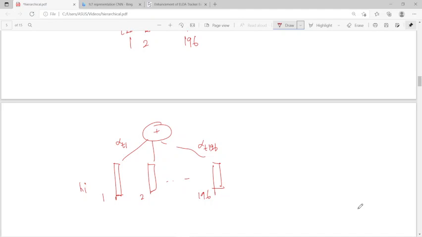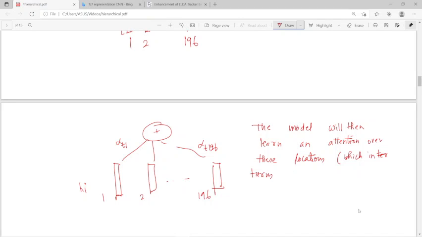So this model will then learn an attention over this location, which in turn corresponds to the actual positions of the image.